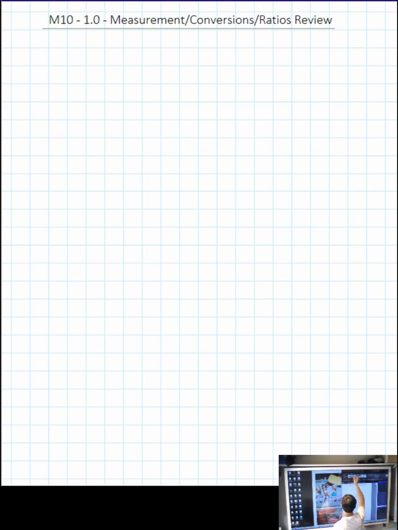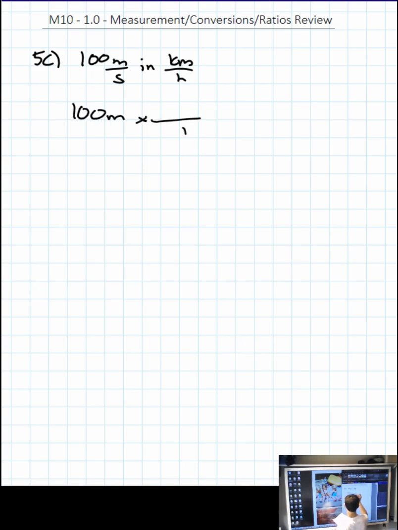Okay, so we are now doing 5C. So we're going to convert 100 meters per second into kilometers per hour. And we're going to do this separately. Let's start off by taking 100 meters and converting it. So we're going to times it by the conversion factor that allows us to cancel what we want. So we have 1 kilometer every 1,000 meters, and that is 0.1 kilometers.